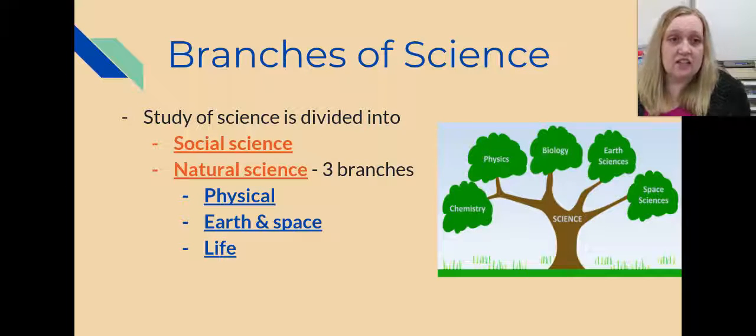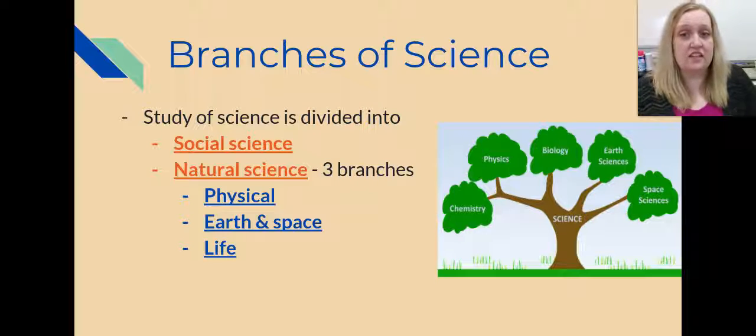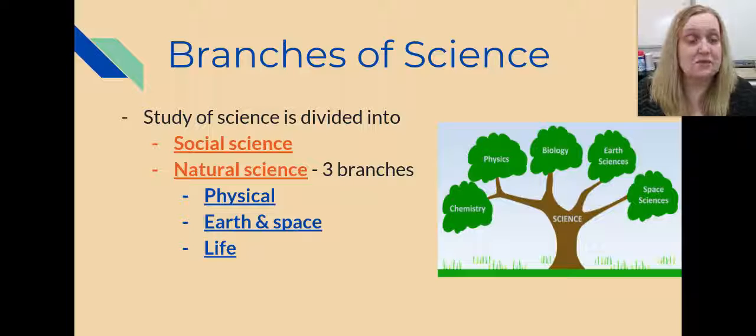So the branches of science, there are actually two divisions of science. We have social science and natural science. This class is going to deal with natural science. So there's three branches of natural science. That's physical, earth and space, and life science. Social science is going to be history, sociology, so types of science that are going to deal with people.